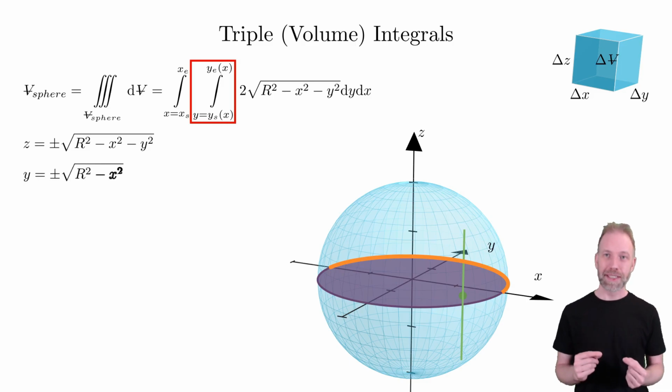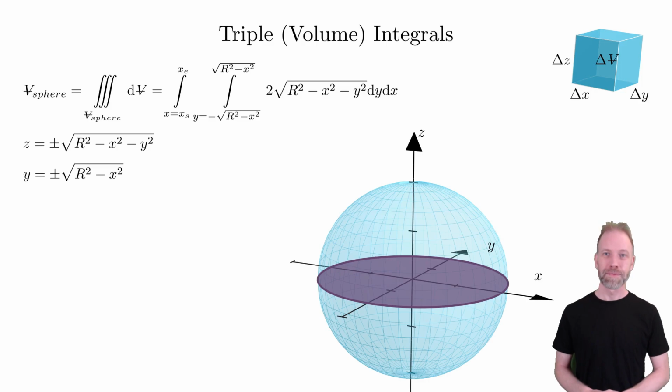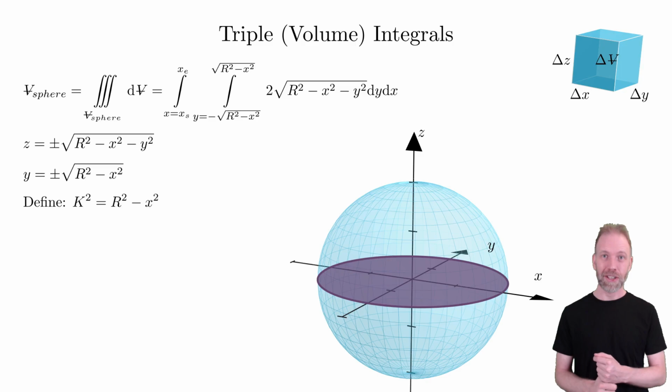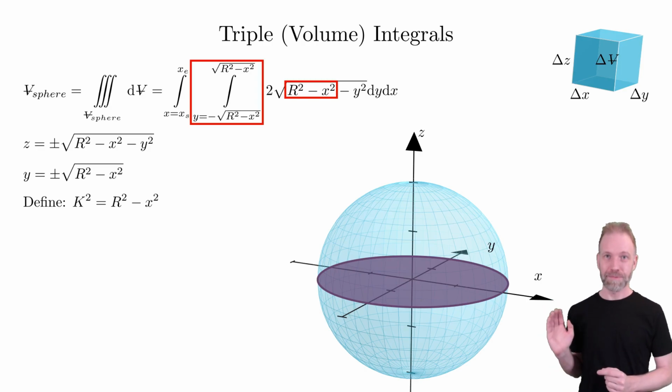We saw in the previous example that the equation for the curve is y equals plus minus square root of r squared minus x squared. Define k squared equals r squared minus x squared for the y integral. Insert k here.